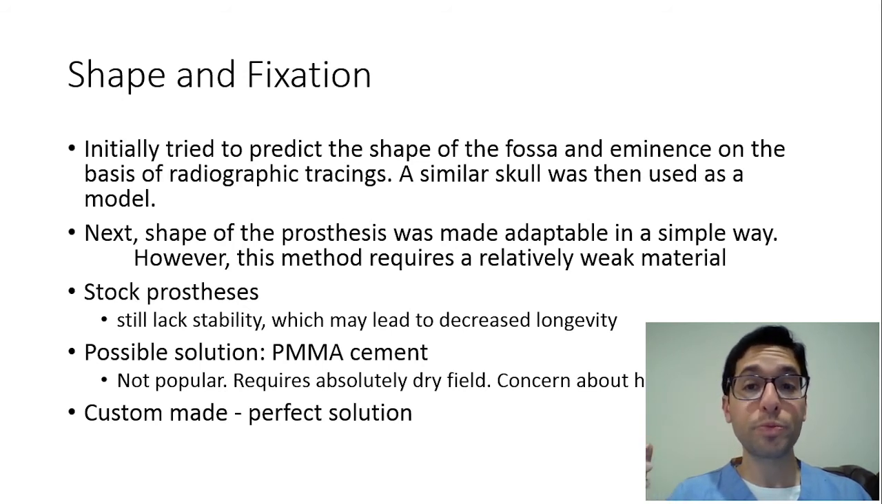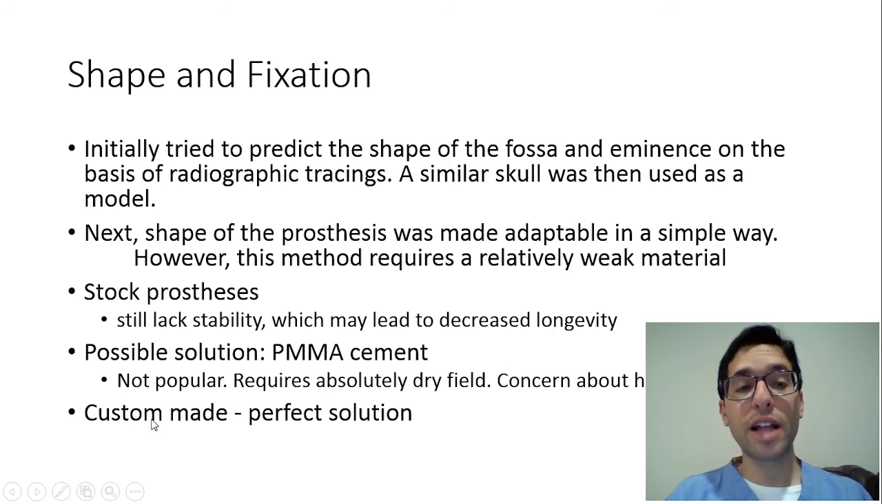hardware failure. So we know if your condyle is just functioning a million times and it keeps hitting your fossa prosthesis, if the adaptation is not perfect, then the screws can loosen over time and then the hardware can fail, and that may lead to a decreased longevity. And so we did try the polymethyl methacrylate cement to try to avoid having to use screws, but the problem with the cement is it required an absolutely dry field, which was impossible to do surgically, and also there was a concern about just heating because the cement would heat and injure the tissue nearby.